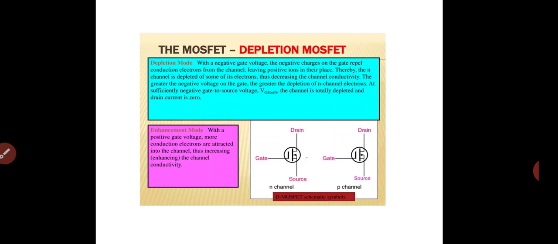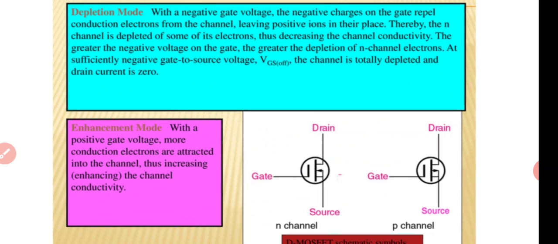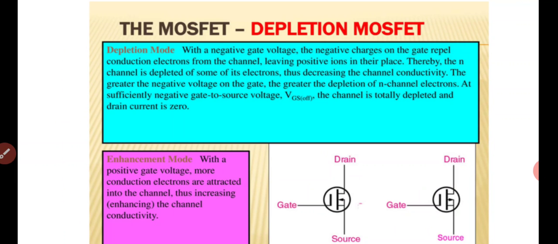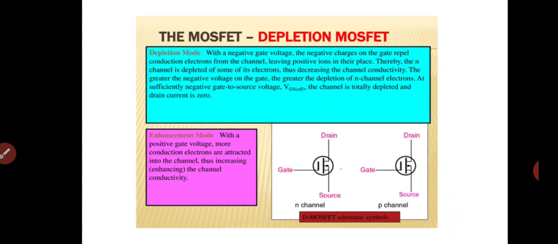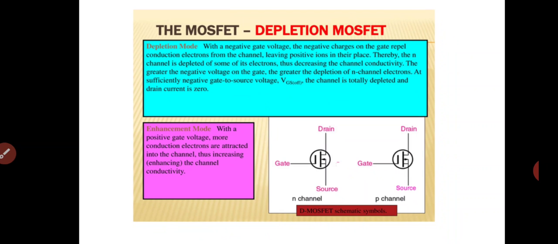So the MOSFET has two types, depletion and enhancement MOSFET. What is the depletion type MOSFET? Depletion type MOSFET and enhancement MOSFET depend upon the biasing of the gate. When it depletes, when it reduces the output current, it is called depletion type MOSFET, and when it increases the output current due to the gate supply, then it is called enhancement MOSFET.